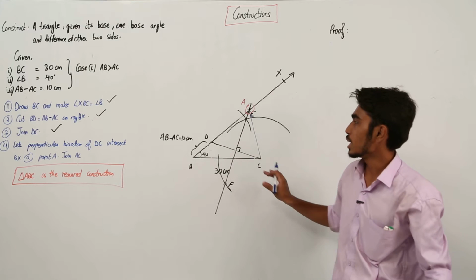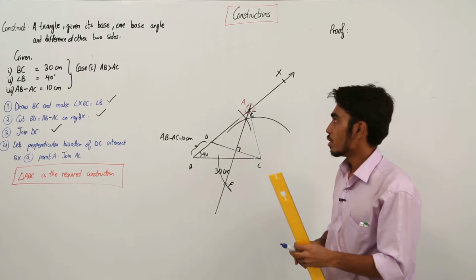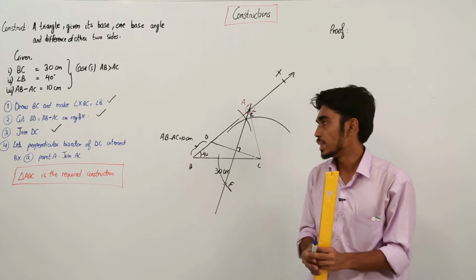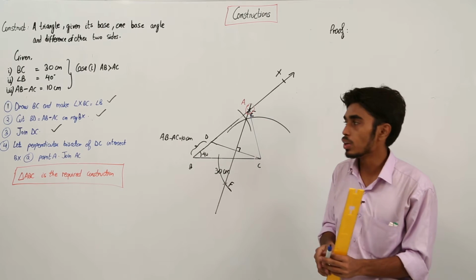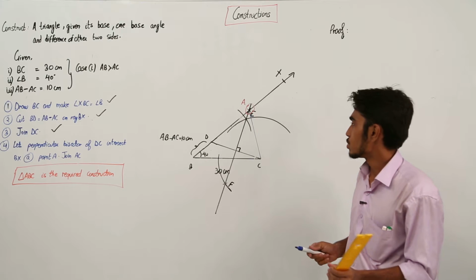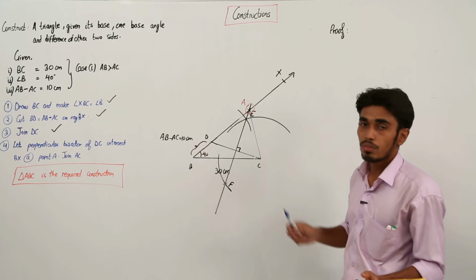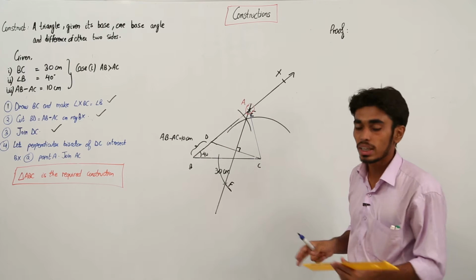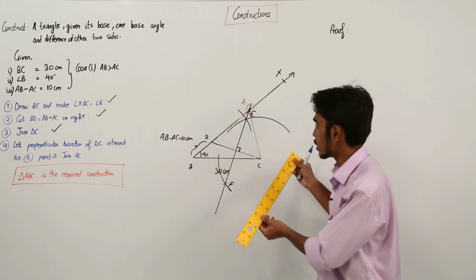So you can see that ABC is the required construction when we are given a base, an angle and the difference of two sides. It was very similar to the construction that we already did in the previous construction. And I can verify this because AB minus AC should be equal to 10 centimeter. Let me verify this using a scale.